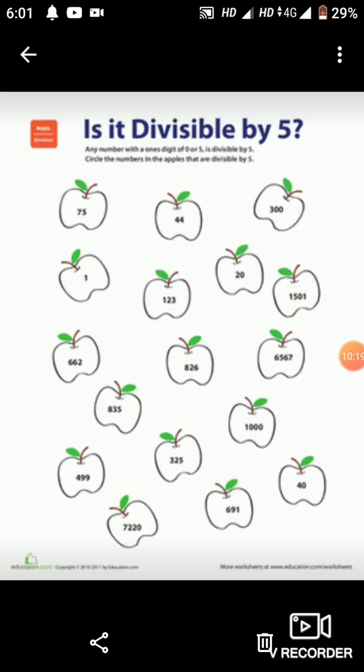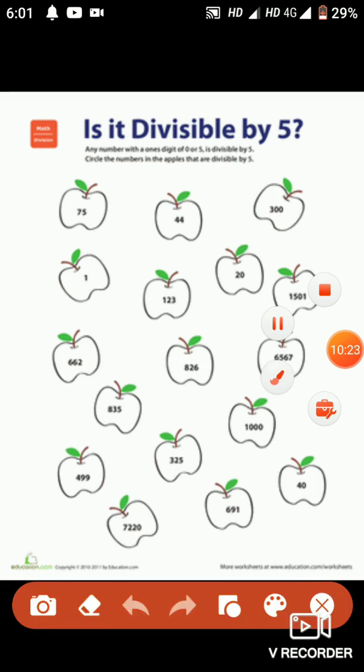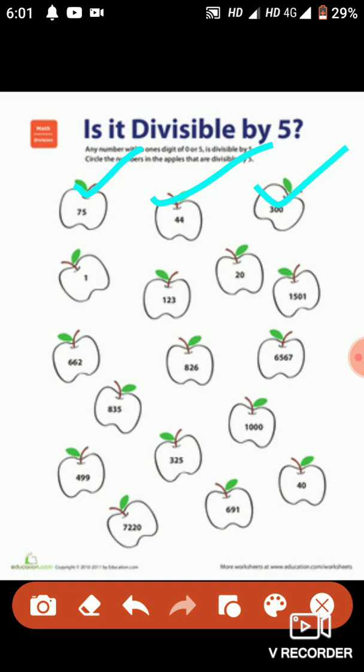It's time to have some fun now. Is it divisible by 5? In these apples, numbers are written, and we need to tell whether they are divisible by 5 or not. So the divisibility rule of 5 says that the number should end with 0 or 5. 75, yes, because it is ending with 5. 44, no. 300, it is ending with 0, yes. 44 also not.